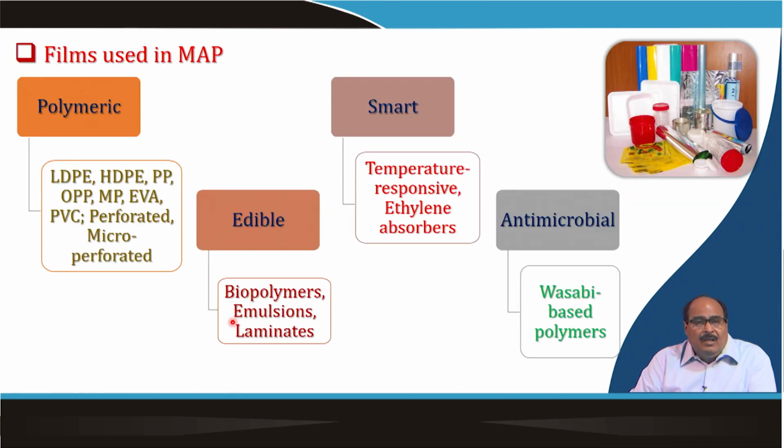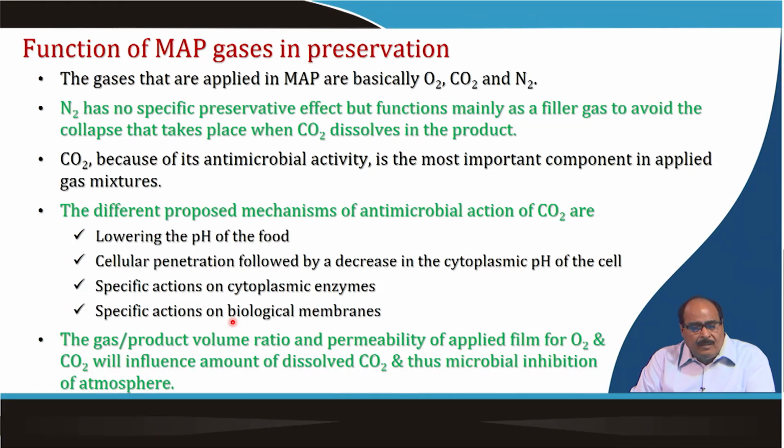Okay. The films which are used in modified atmosphere packaging may be polymeric films like LDPE, HDPE, polypropylene, OPP, metallized polyester, EVA, PVC. They may be perforated or micro-perforated. Even edible films like biopolymers, emulsions, laminates, etc., or smart packaging film materials like temperature responsive films, ethylene absorbers, etc., or antimicrobial films like wasabi based polymers. So different polymers or films can be used in modified atmosphere.